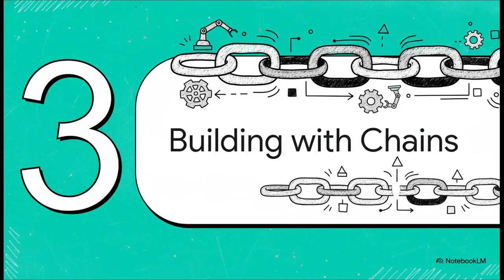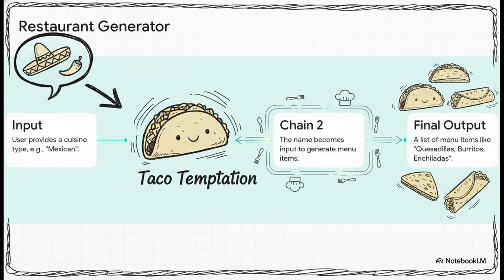Okay, so how does this bridge actually work? Well, let's look at the first core component in the LangChain toolkit, chains. And the name is perfect, right? Think of them like an assembly line for AI tasks, linking multiple steps together to create a really powerful automated workflow. This restaurant generator is a perfect example. You start with one simple input, Mexican. The first link in the chain asks the AI to generate a creative name, and it spits out Taco Temptation. Then, and this is the key, that output automatically becomes the input for the next link in the chain, which then generates a whole menu. It's simple, it's sequential, and it's incredibly powerful.